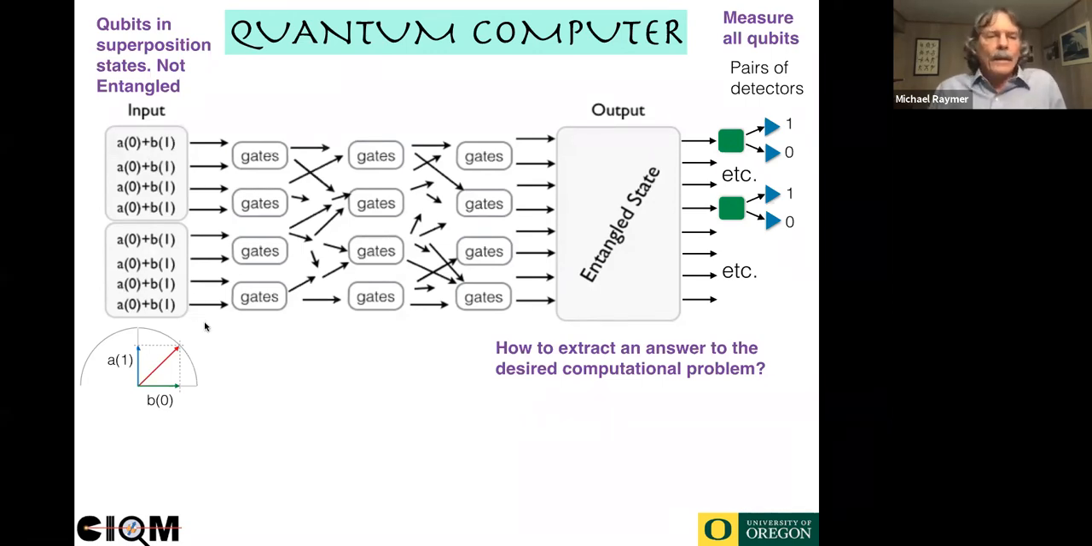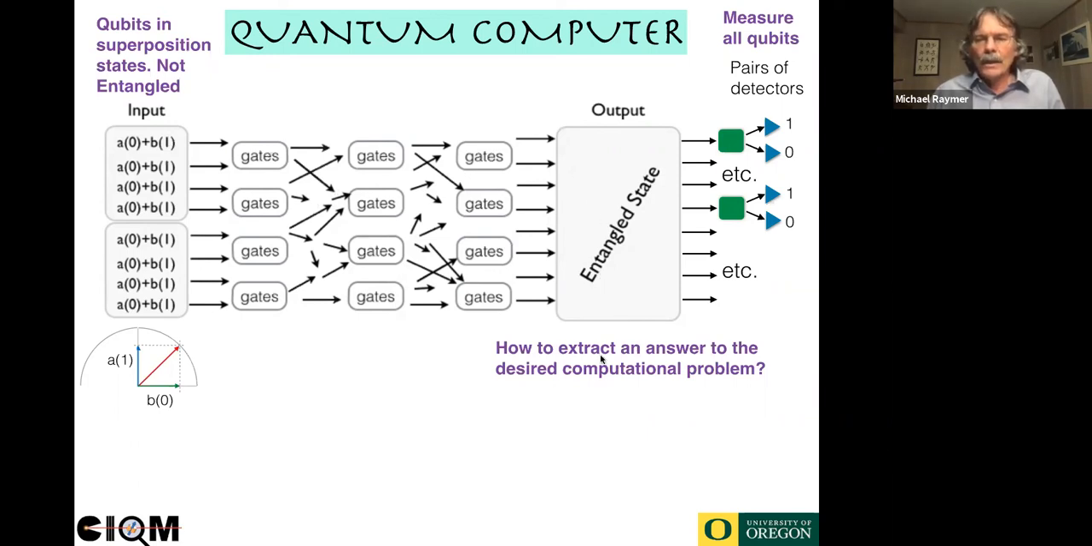Now I take that state and I stick it in. This is my input data, which you have to know how to prepare to correspond to the problem you're trying to solve. And then you have to program all these quantum gates, which are the quantum XOR and the quantum rotates. And then the outputs have to be passed into inputs, et cetera, et cetera. And then you get this entangled state out here.